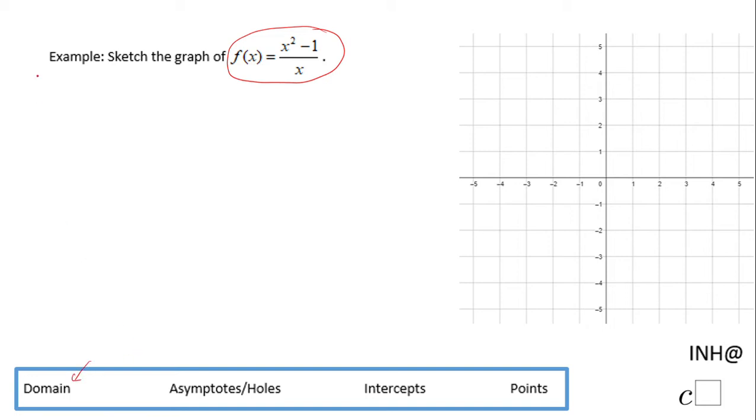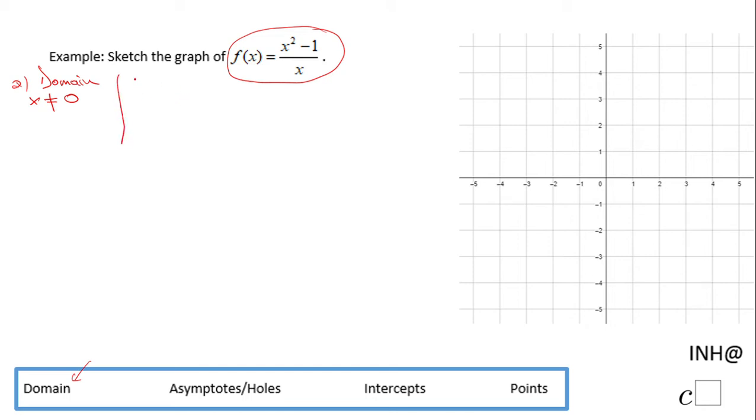And my first thing will be to find the domain. For the domain of a rational function, you have to take the denominator and make it equal to 0, in this case x equals 0, and then say that cannot happen, right? If x equals 0, that rational function becomes undefined. So the domain is any real number but 0.